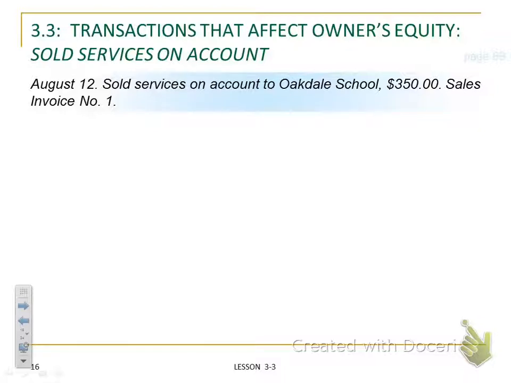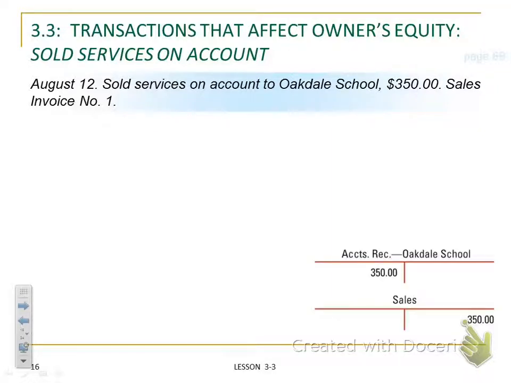In the past, when we did a T account, we recorded that by increasing our accounts receivable, which is an asset, and increasing our sales, which is an owner's equity account. As we discussed in the past, we recorded increases to assets by debiting them and increases to our owner's equity or sales account by crediting them.